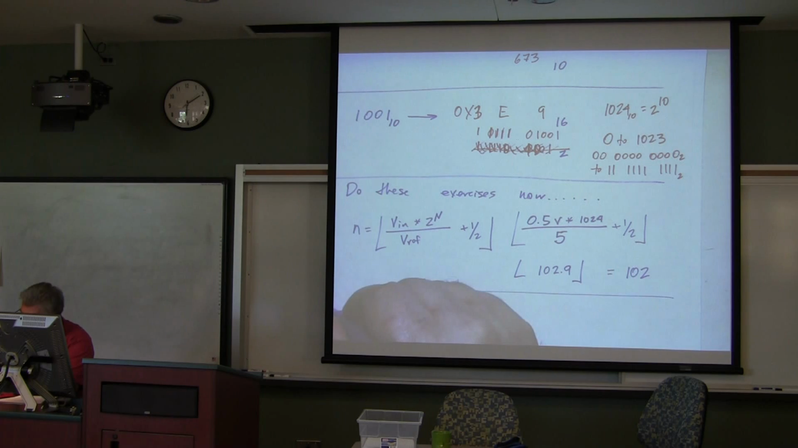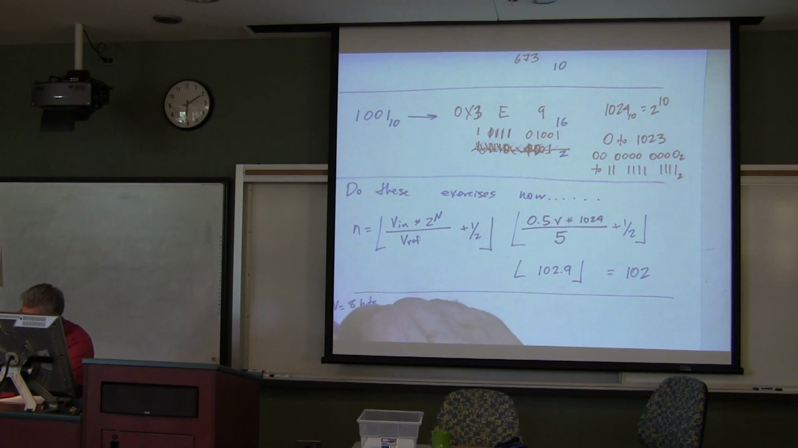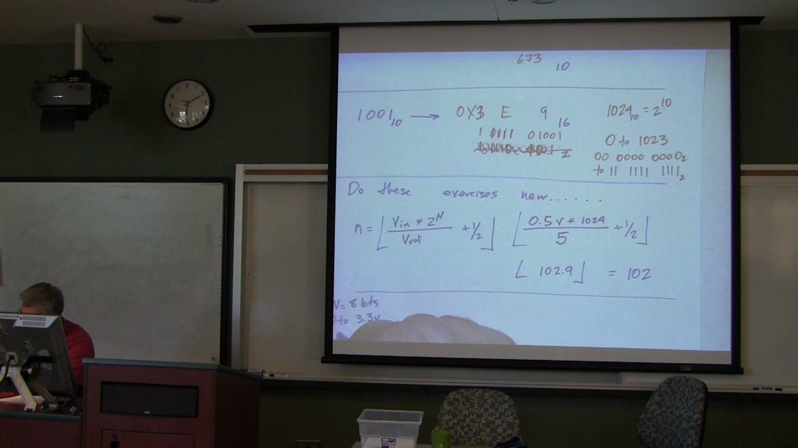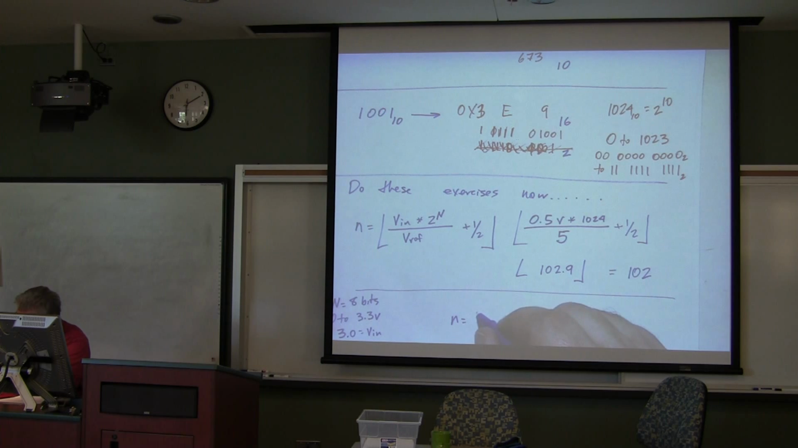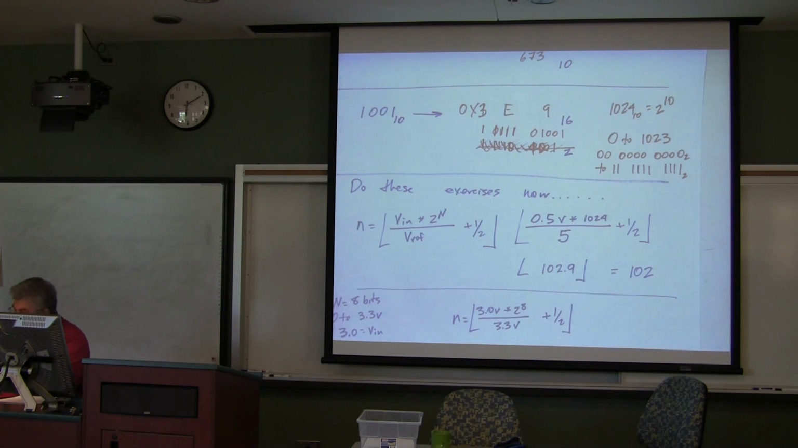As another example, let's say our N is equal to 8 bits. Our range is from 0 to 3.3 volts. And the voltage that we read is 3.0, equal to our Vin. What is going to be our N? Our N is going to be equal to 3.0 volts times 2 to the 8 over 3.3 volts plus 1/2. Take the floor of that.